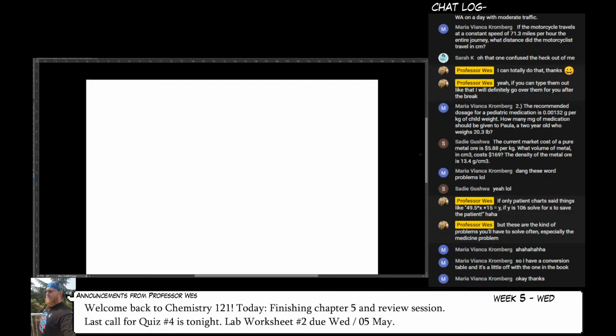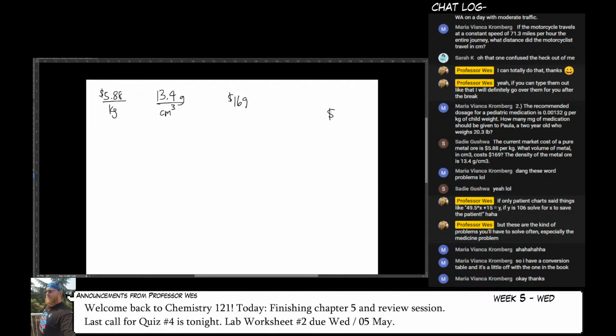So I give you a bunch of information for this problem. So it's $5.88 per kilogram of metal. The density is 13.4 grams per cubic centimeter. And I want to spend $169 and buy as much as I can. So how many cubic centimeters can I buy with that?